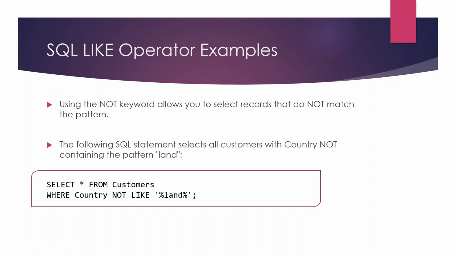Using the NOT keyword allows you to select records that do not match the pattern. The following SQL statement selects all customers with a country not containing the pattern land. So SELECT * FROM Customers WHERE Country NOT LIKE '%land%'. What does it mean? All customers who did not come from a country containing land will be displayed. This will not display customers from Poland, Thailand, or Switzerland. So that's NOT LIKE.